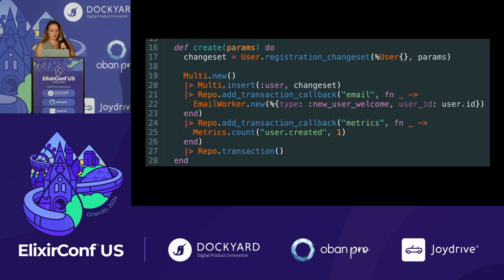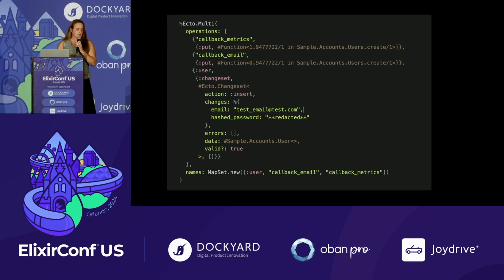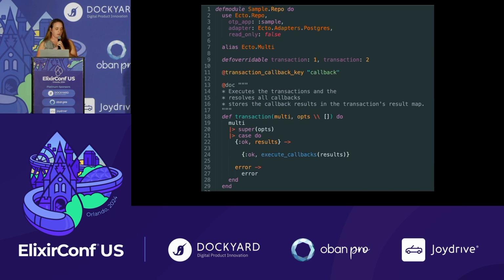So this is great. We look at the multi after we've made it, and you can see we have a list of operations. We have our 2 callbacks in there that we put in there. We have the user. Everything looks amazing. So now, how does the repo execute this? Well, what I've done is I've overridden transaction in my sample repo module. And so when I override this, what happens is I'm going to call to super immediately so that repo transaction can execute. And then I'm going to take a look at the results.